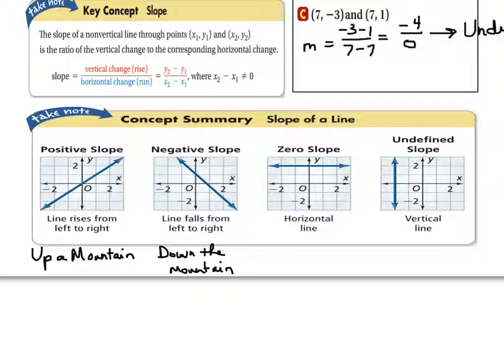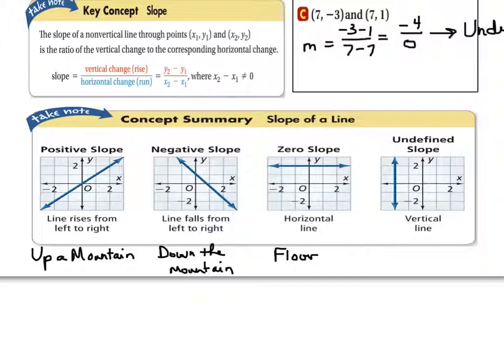Horizontal line. A horizontal line is what we call zero slope. The easiest way for me to think of this and relate this to is the floor. When you walk across the floor, do you go up or down? Well, as you walk across the floor, you're not raising up or down at all. You're staying at the same spot. So that would be zero slope.